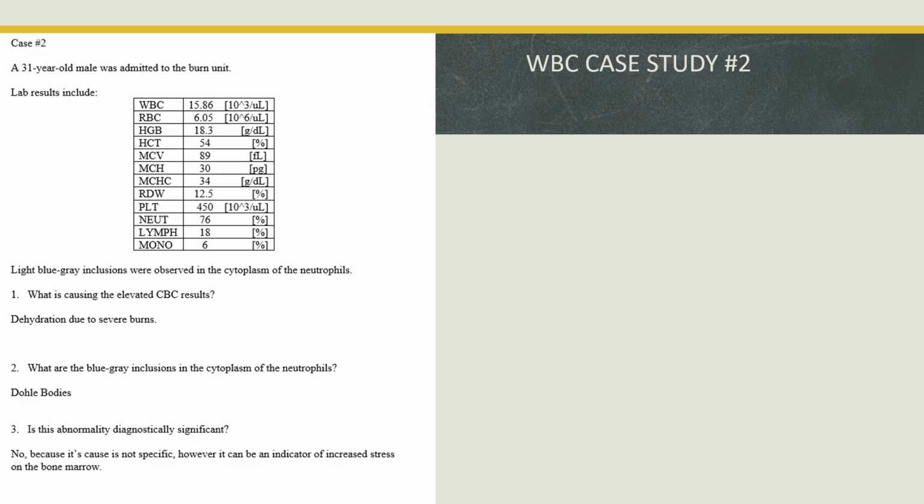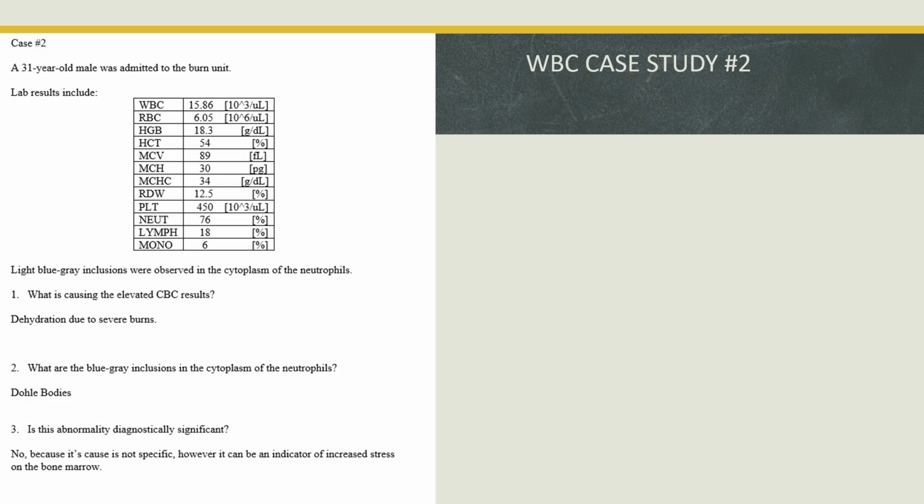Let's look at our lab results. So we have CBC results here. We have our white blood cell is 15.86. Our red blood cell is 6.05. Hemoglobin is 18.3. Hematocrit is 54. MCV is 89, MCH is 30, MCHC is 34, RDW is 12.5. We have a platelet count of 450. And then in terms of our differential, we have 76% neutrophils, 18% lymphocytes, and 6% monocytes. Upon observing the peripheral blood smear, we have noted light blue gray inclusions within the cytoplasm of the neutrophils.